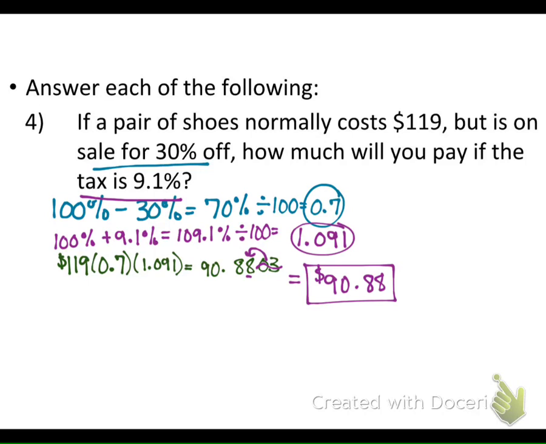Now, do you think $119 down to $90 is a pretty decent deal? Yeah. How much cheaper are the shoes when they're on sale? About how many dollars cheaper? Not percent. How many dollars cheaper are the shoes? Like 10, 20.